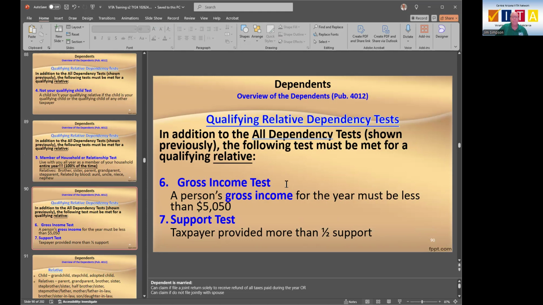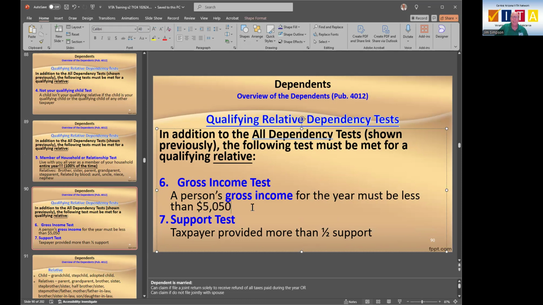Okay. Other things. Here's where most people will fail that. They've got somebody who lives with them, but they have to pass the gross income test, meaning their gross income has to be less than $5,050.